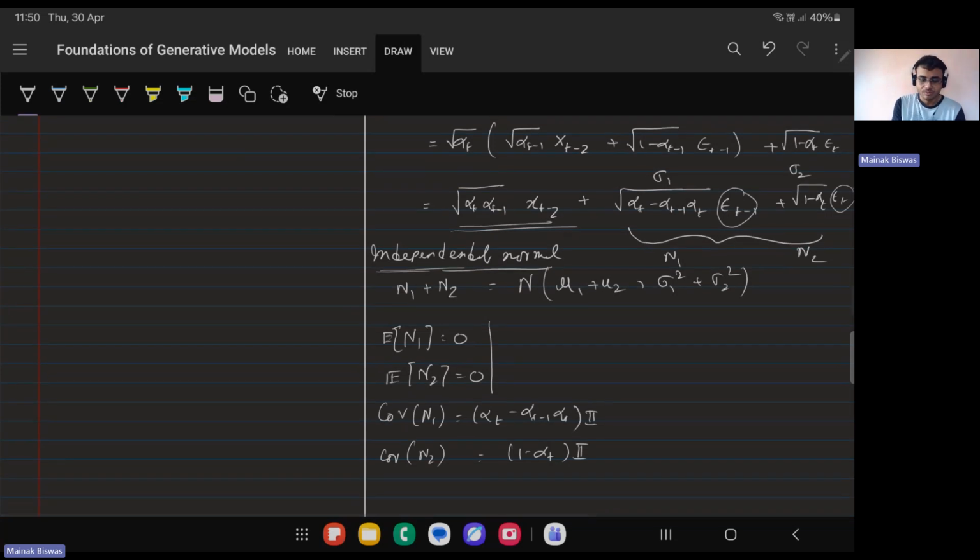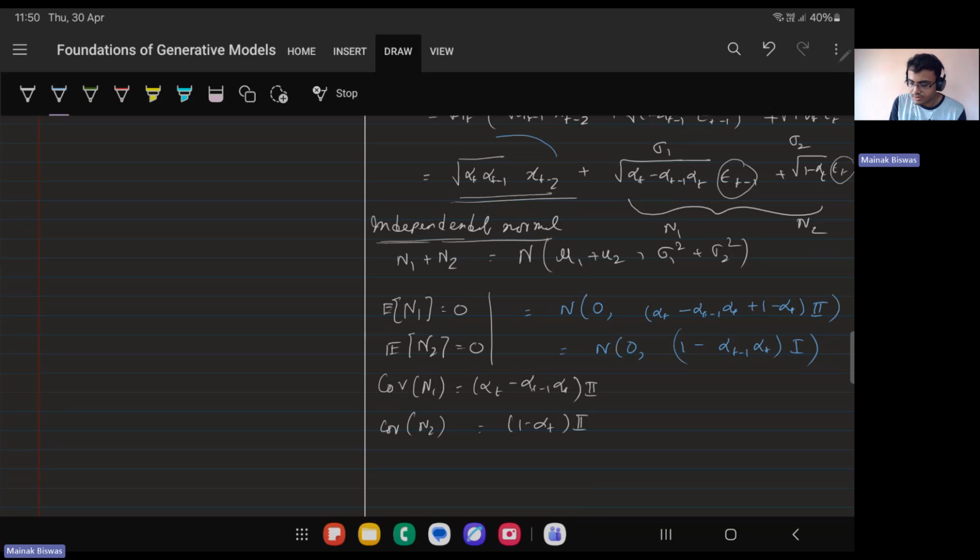We have shown this just now, which means that if I add these two, I will get normal 0 with alpha_t(1 minus alpha_{t-1}) plus 1 minus alpha_t times the identity matrix, which is distributed as normal 0, 1 minus alpha_t alpha_{t-1}, right? And I have this constant term in front. You could put this with any of the normals, or you could say that it's just a constant that is added, so you could add the expected value to both the normals.